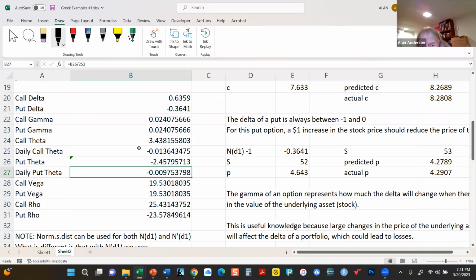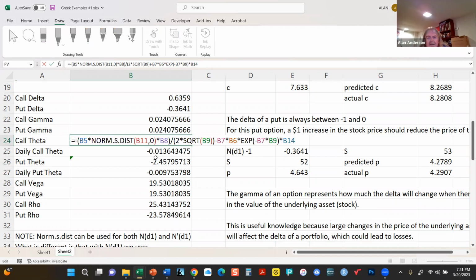Anyway, the scary looking formulas, they're up here. If you want to look at them, look at this formula for the put theta, by the way. Oh my God. It's a nightmare. But that is what it looks like.